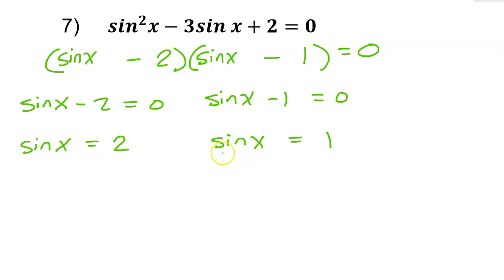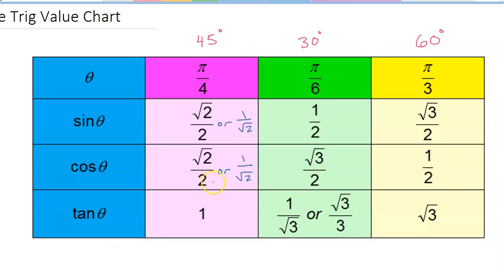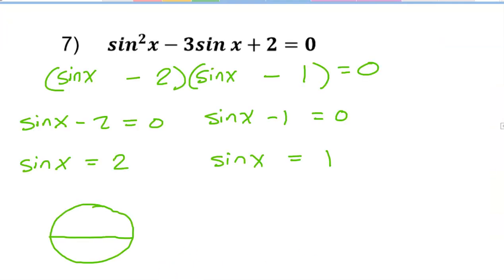So we need to solve both of these, and looking at sine x equals 2, normally I would be asking myself, what's the reference angle? The sine of what angle is equal to 2? But there's a problem here. Not only is that not on the chart that we've memorized, the sine of nothing is going to give us 2. But there's a bigger problem.